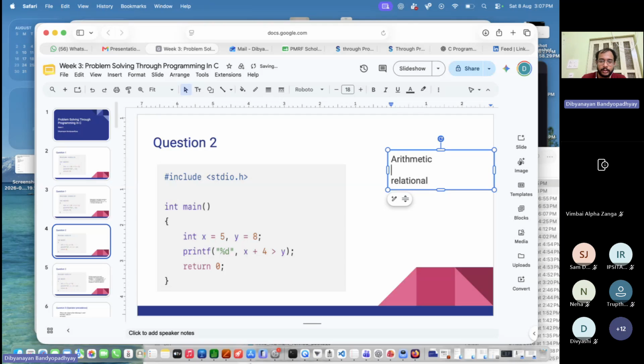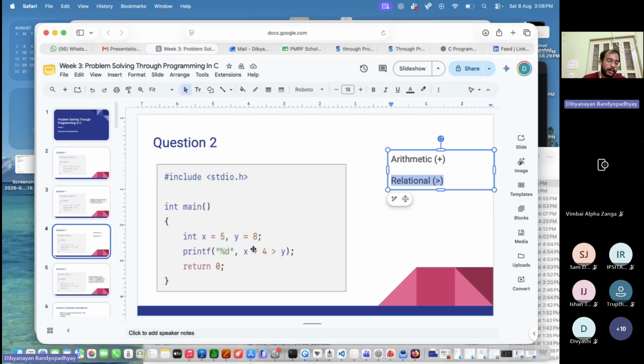Always remember that arithmetic operators have more precedence than the relational operators. Here the arithmetic operator is plus, and the relational operator is greater than. As the arithmetic operator has a higher precedence, whatever is there in the arithmetic operation will be evaluated first. The value of x is 5 as assigned, and you are adding 4 to it. So the left hand arithmetic expression evaluates to 9, 5 plus 4 equal to 9, and y is equal to 8. So 9 greater than 8 will be evaluated later.